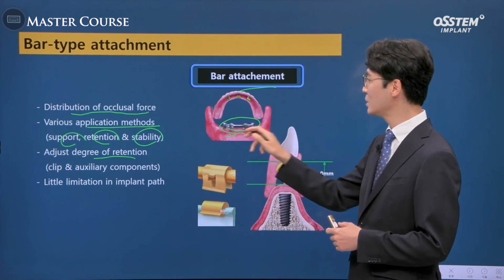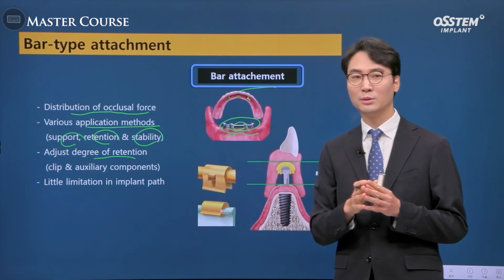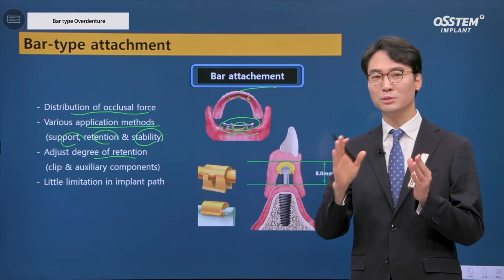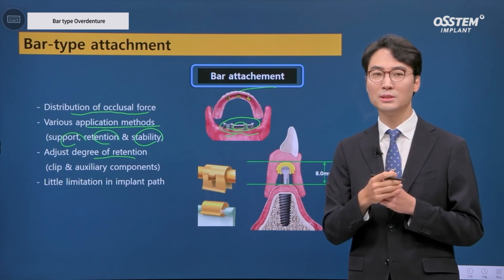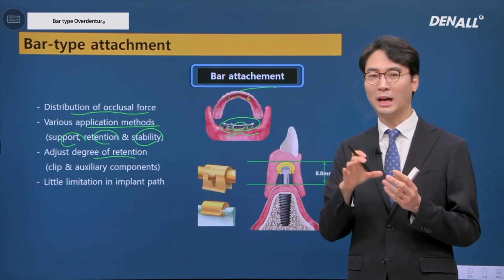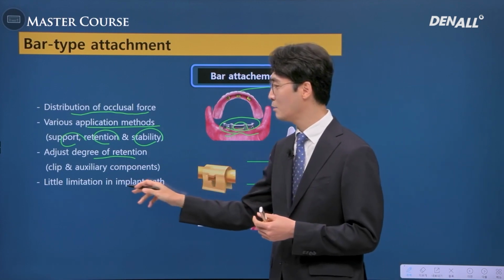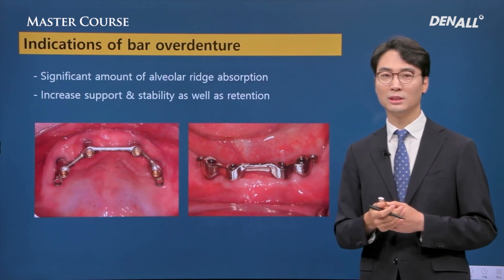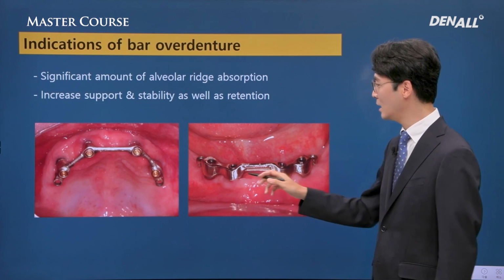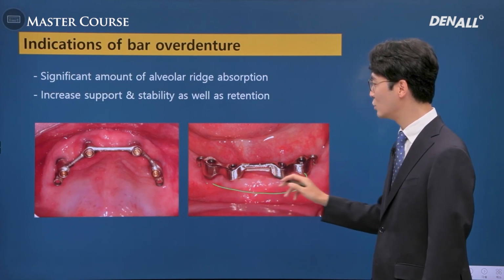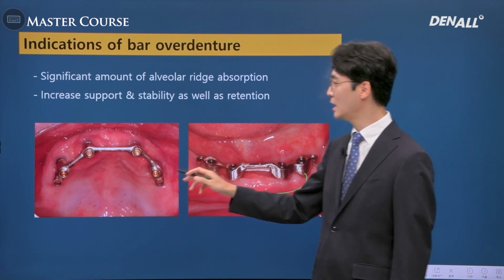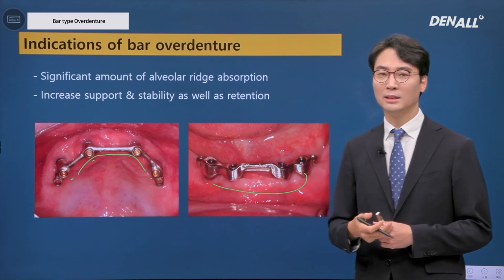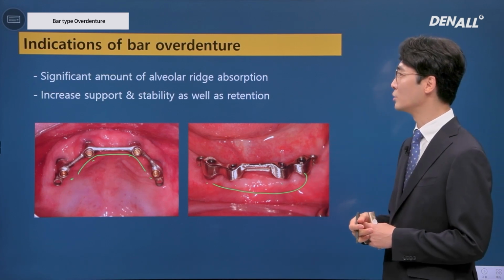Because multiple implants are placed and connected with bar, the path is not as important. In the case of solitary type attachment option, path is very important, but with bar type, because bar clip goes in, the path of individual implants is not as important. There are not that many limitations in this respect. Most notably, 4 or 2 implants are placed in the lower anterior area and these are connected with bar, or in the upper you can place about 4 implants to connect with bar. This is the most common indication.